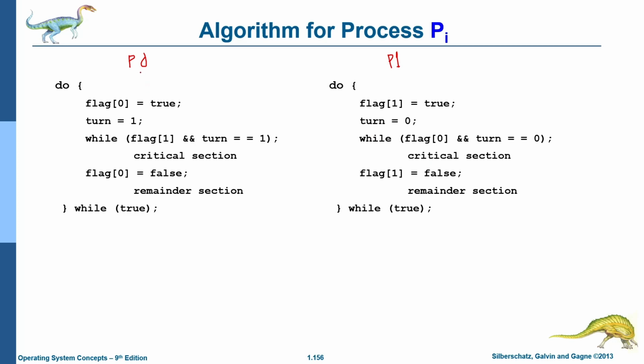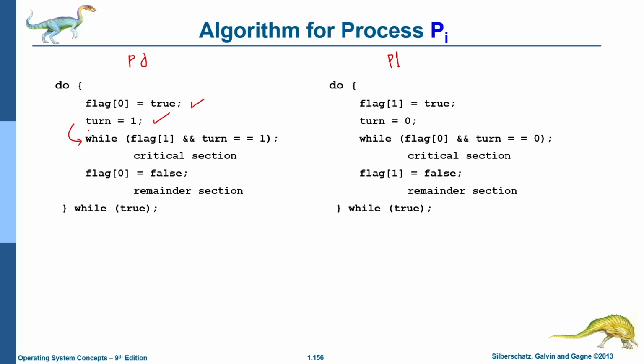So let's say P0 starts executing first. P0 says that flag of 0 is true. What does this say? That I am interested in entering my critical section. Correct? True or false? After expressing its own interest that I am ready to enter the critical section, it allows the other process to enter its critical section by setting the turn to 1. Like, I am interested, but you run. Then it comes to the while condition.